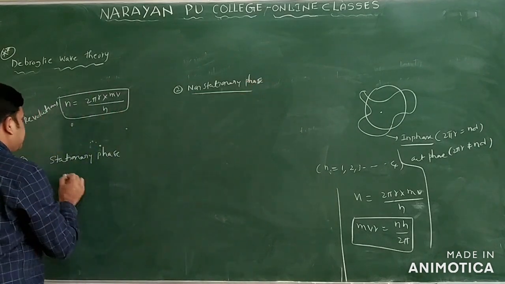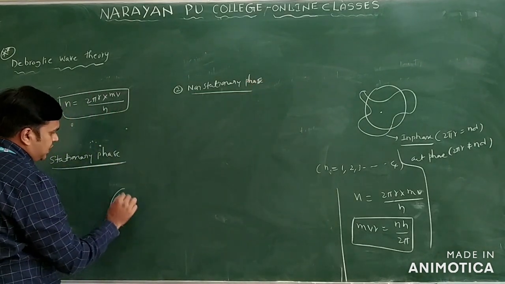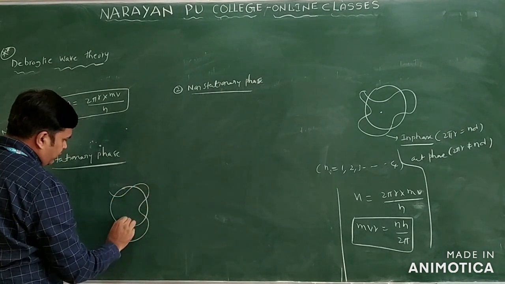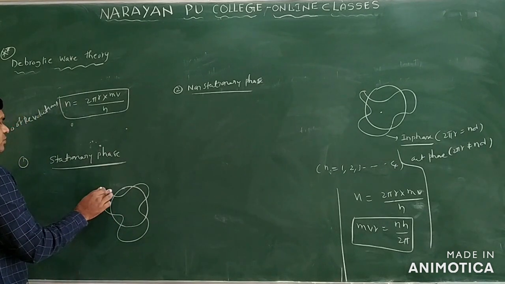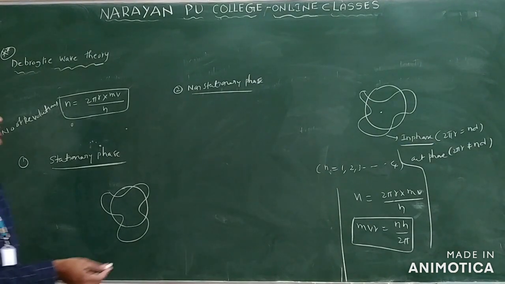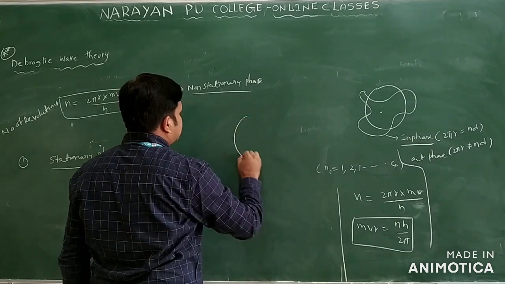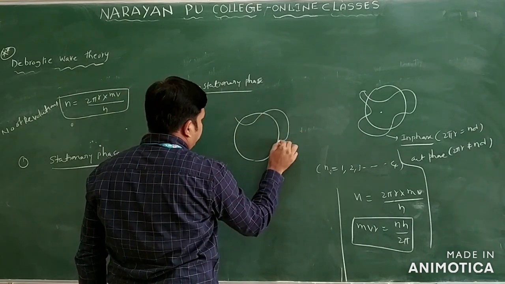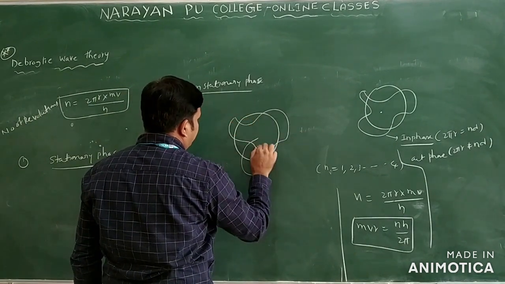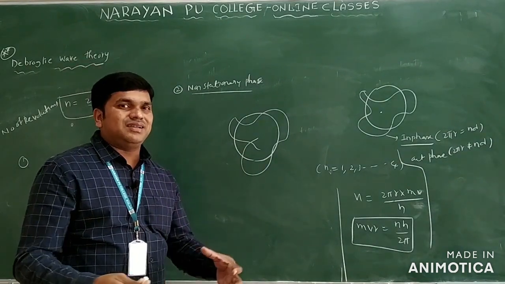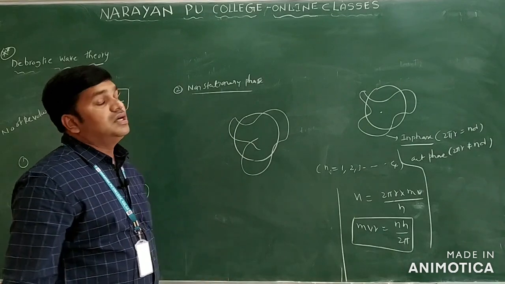Okay, so what does stationary phase mean here? Suppose you are taking this orbit, and here we are taking a wave. The two ends of the wave which interact with each other, that wave we call a stationary phase. In the case of a non-stationary phase, or out of phase, the wave is not merged with itself. The two ends of the wave do not merge with each other, and that we call a non-stationary phase.